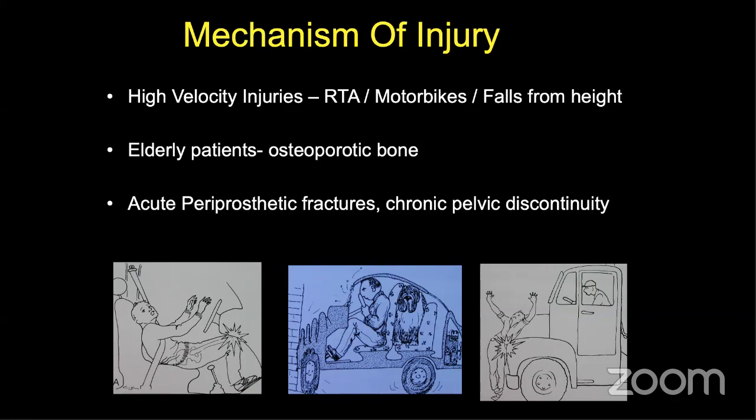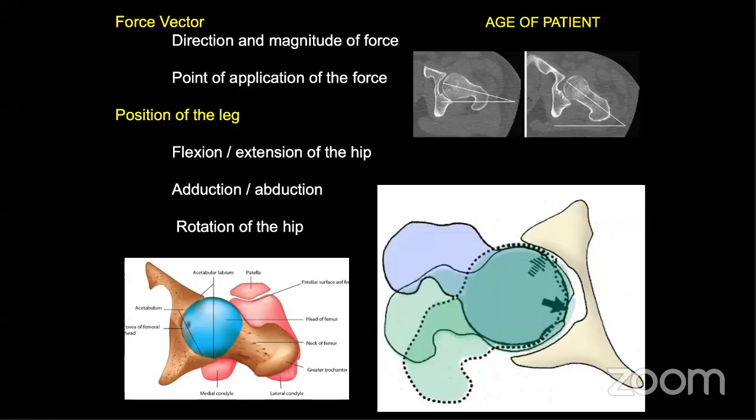And what we see at Wrightington Hospital, because our practice is not just pelvic and acetabular trauma, but all forms of complex hip, pelvic and acetabular surgery, is we inherit a fair number of acute periprosthetic fractures of the acetabulum and chronic pelvic discontinuity, where you can apply the same principles.